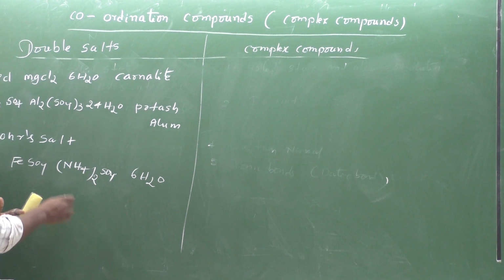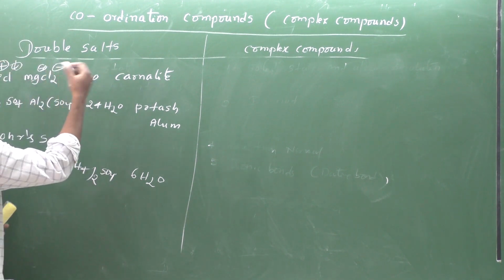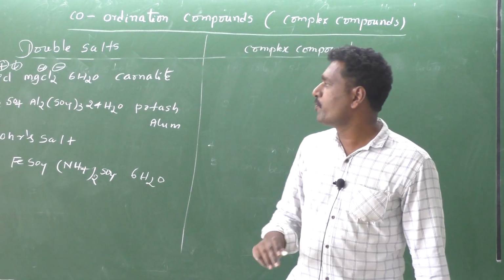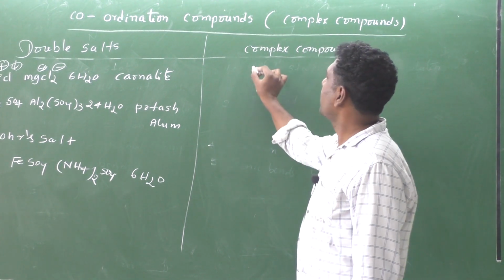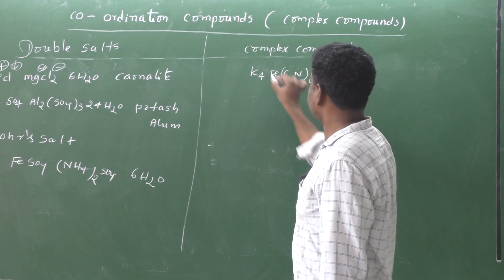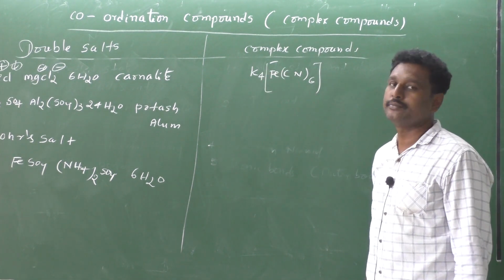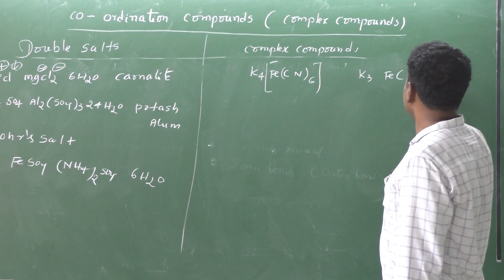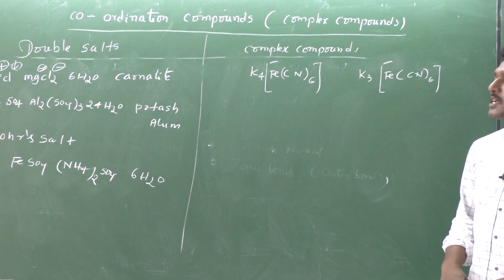When they dissolve in water, they give K+, Cl-, Mg2+, Cl-. All ions are dissociated. But complex compounds won't give ionization. That is the difference. Now an example: K4[Fe(CN)6]. This is one of the complex compounds. It gives only potassium ion. After that, K3[Fe(CN)6] is also one of the important complex compounds.